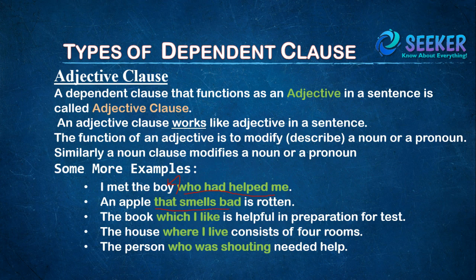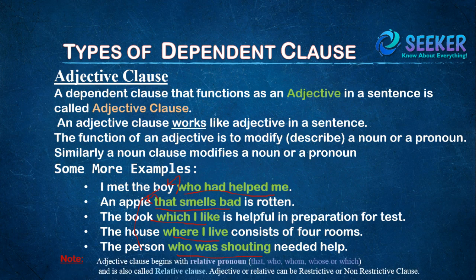An apple that smells bad is rotten. Here, that smells bad describes the noun apple, so it is known as an adjective clause. Over here, which I like, where I live, who was shouting, all of these are known as adjective clauses because they are describing the noun over here, and they are functioning as an adjective here.